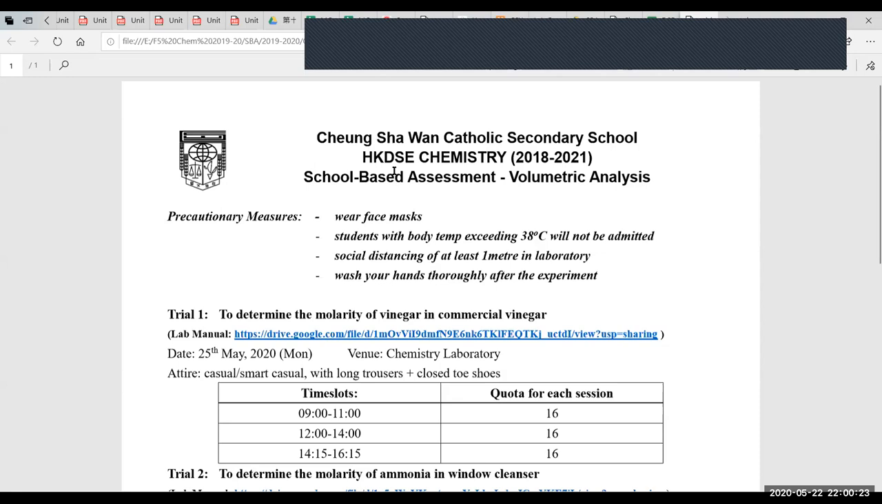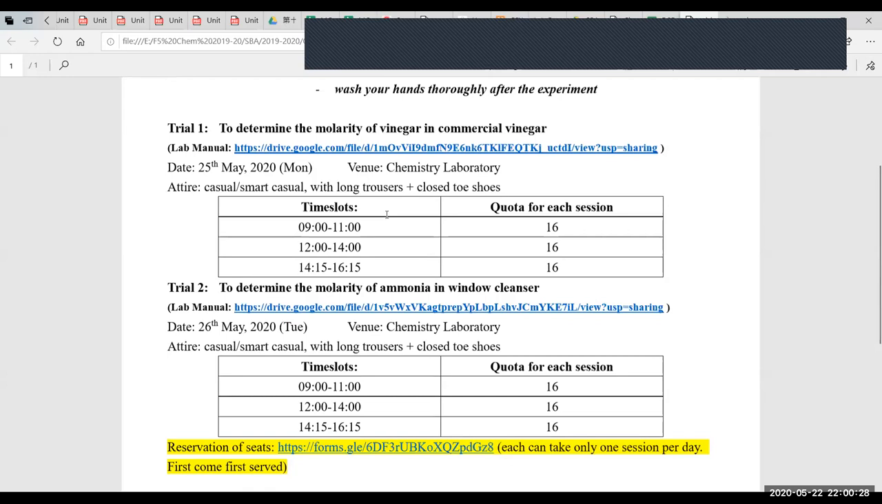Now, to make things easier for you, you will have two trials. Each trial is to be held in three sections because of the issues about social distancing, right? So you may make a reservation of the slots. The time slots are from 9 to 11, 12 to 2, and 2:15 to 4:15.